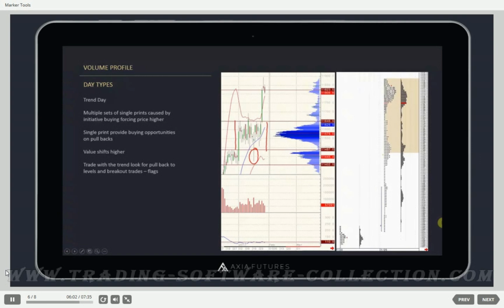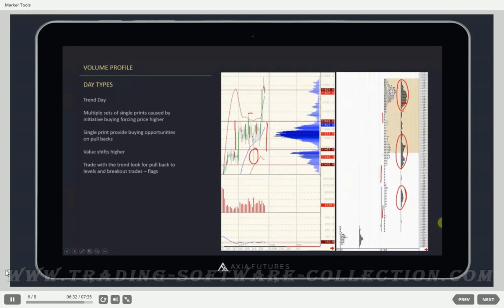We got the breakout, and you see value shifts higher. So that's on the first initial break up towards this high at 93. You then get the break of 93s and value shift higher once more. And then later on in the day, we get value shifting higher again. So there you have it. That's what you get on a trend day. You get multiple single prints and this continued bid in the market.